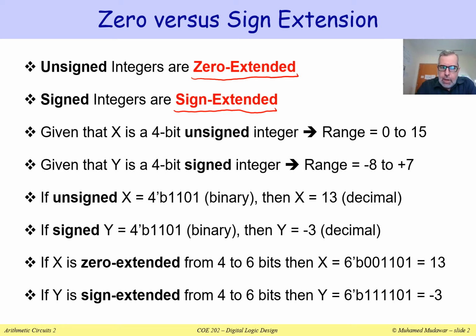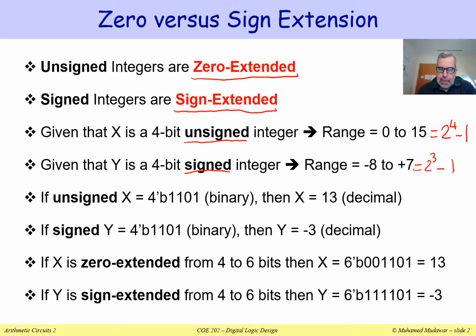For example, if you have x, which is a 4-bit unsigned integer, then the range will be from 0 to 15, where 15 is equal to 2 to the power 4 minus 1, because we only have 4 bits. If you have y, which is a signed integer, then the range will be from -8 to +7. So 7 here is equal to 2 to the power 3 minus 1. That's the range of values that you can represent if y is signed.